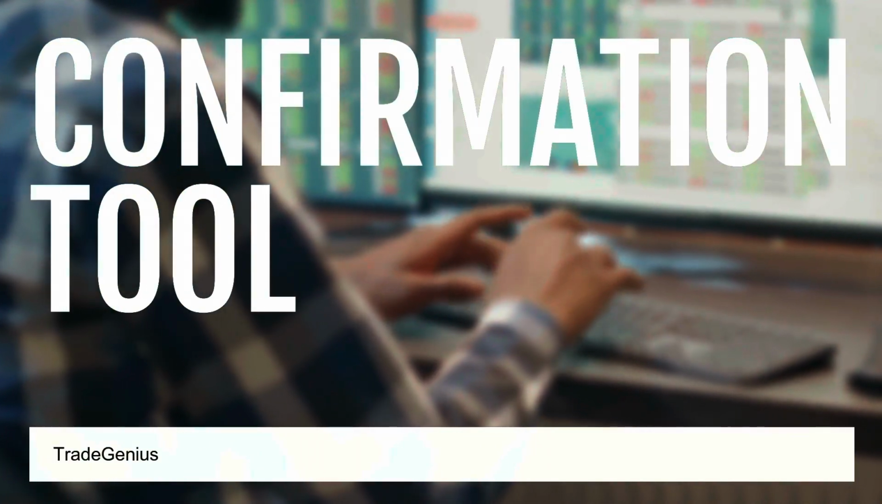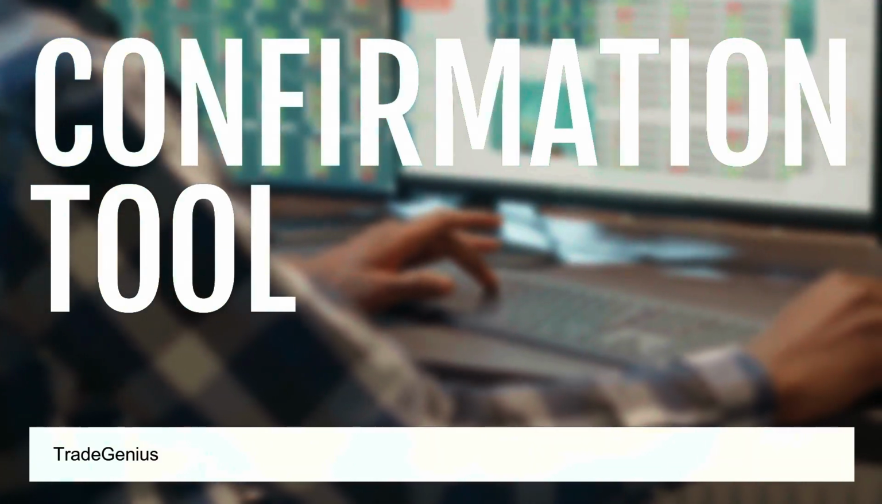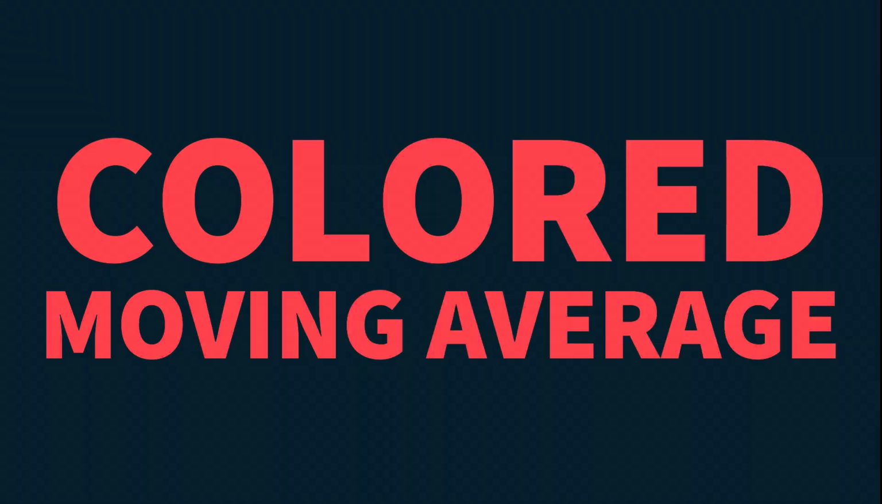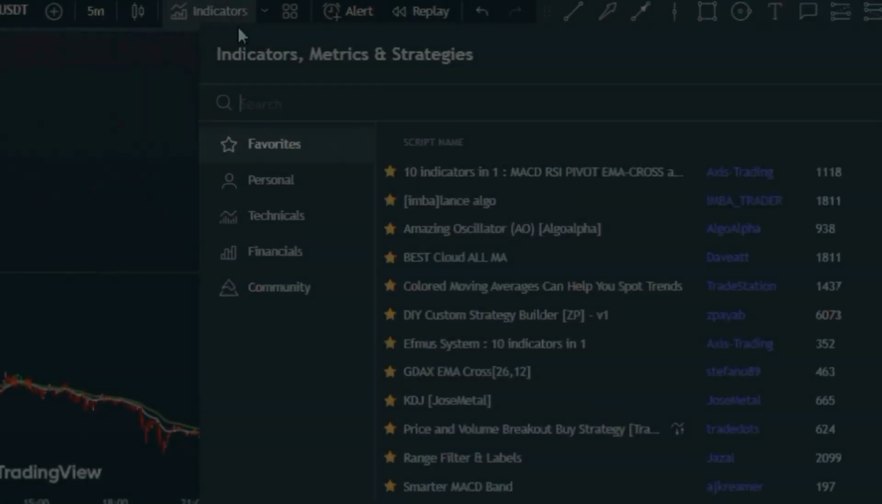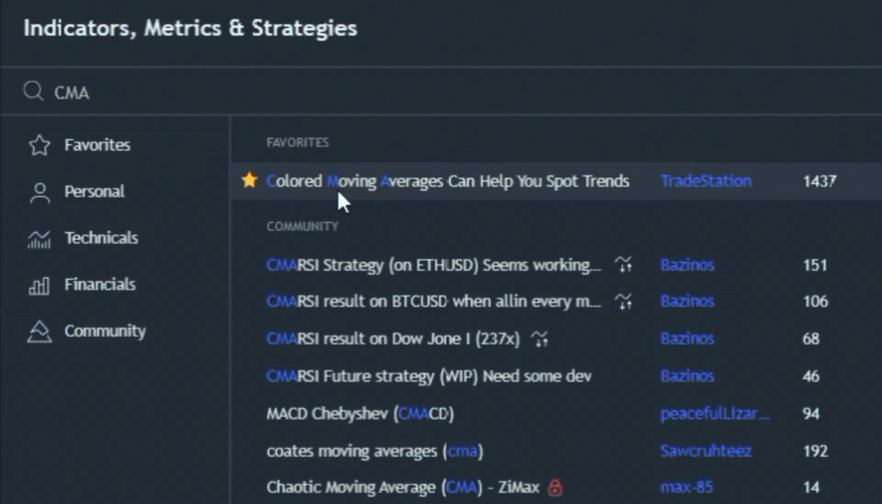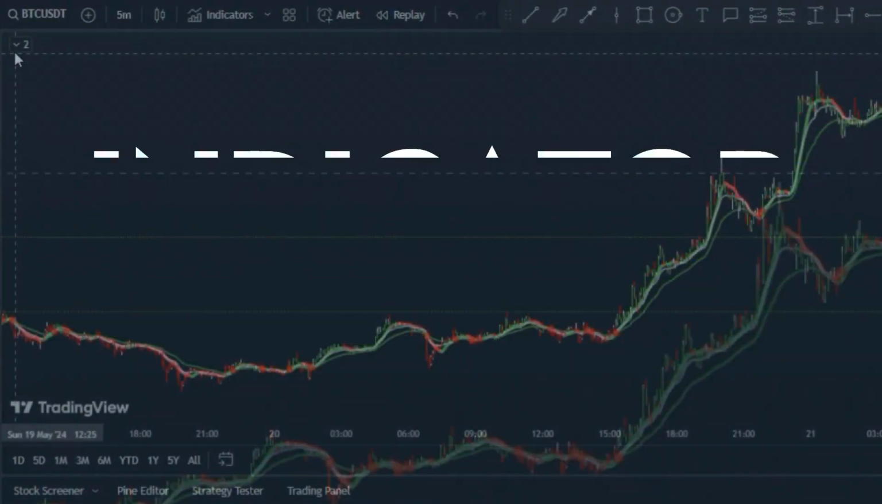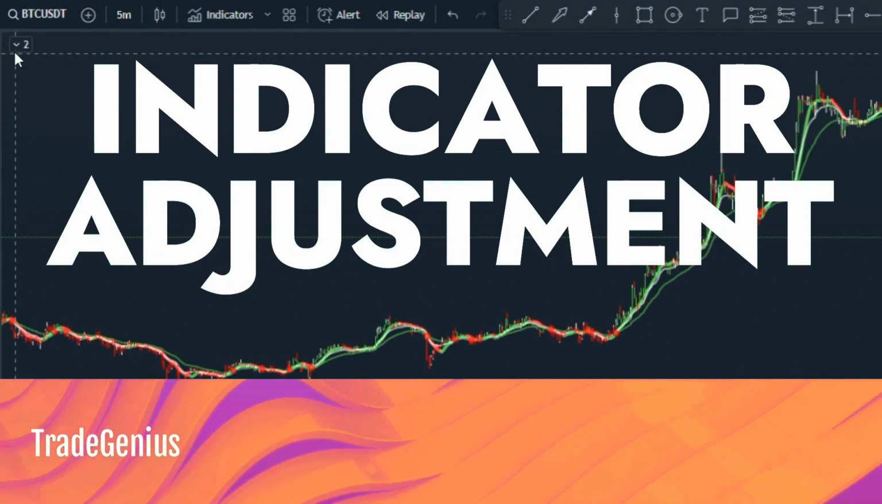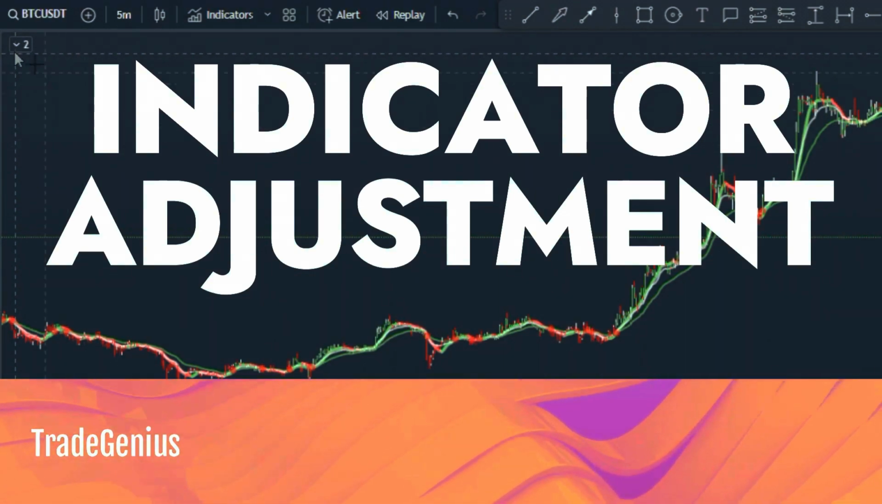Now let's find another indicator that works well with the JDX EMA Cross Indicator to help you trade more confidently. Here's the color moving average, a handy tool that works with the JDX EMA Cross to confirm trends. Add it to your chart by searching for it in the indicator section. We'll need to tweak the color moving average settings to make it work best. No worries, I'll guide you through the adjustments for top-notch results.